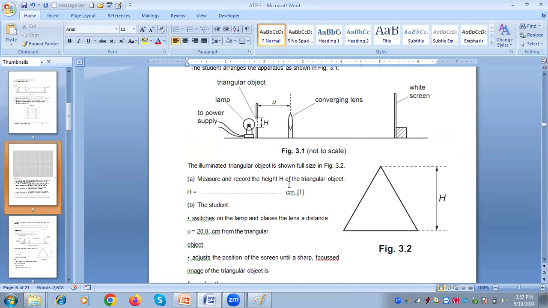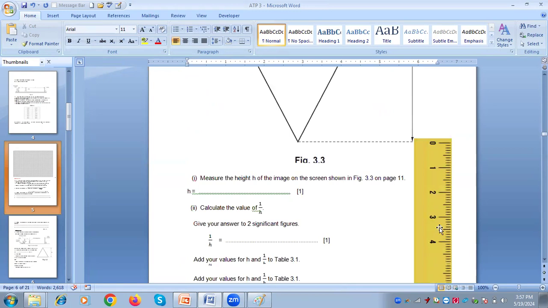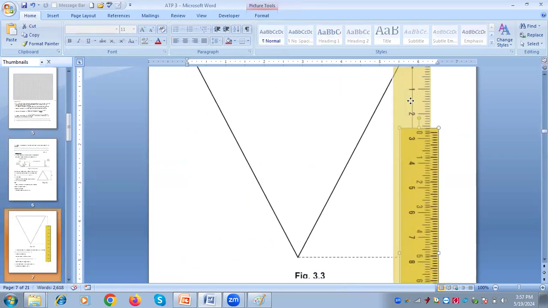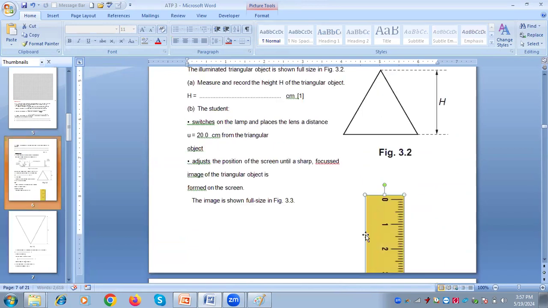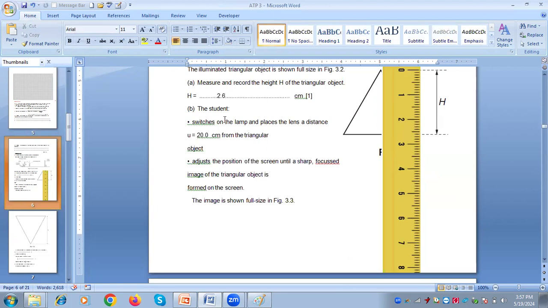Measure and record the height H of the triangular object. Let us see what the length of the triangular object is. Let us take a ruler and see. My length is coming to 2.5, 2.6. So the value of H here is 2.6 centimeter.